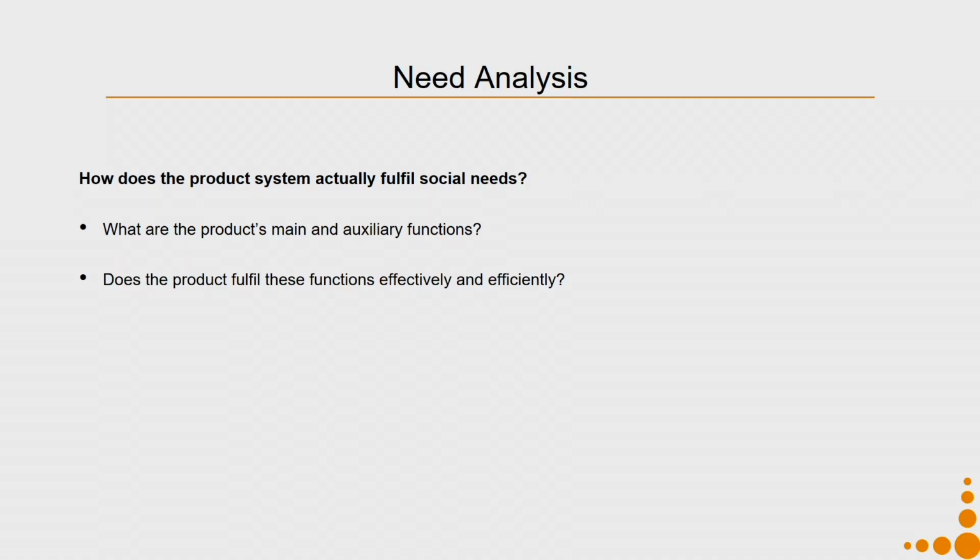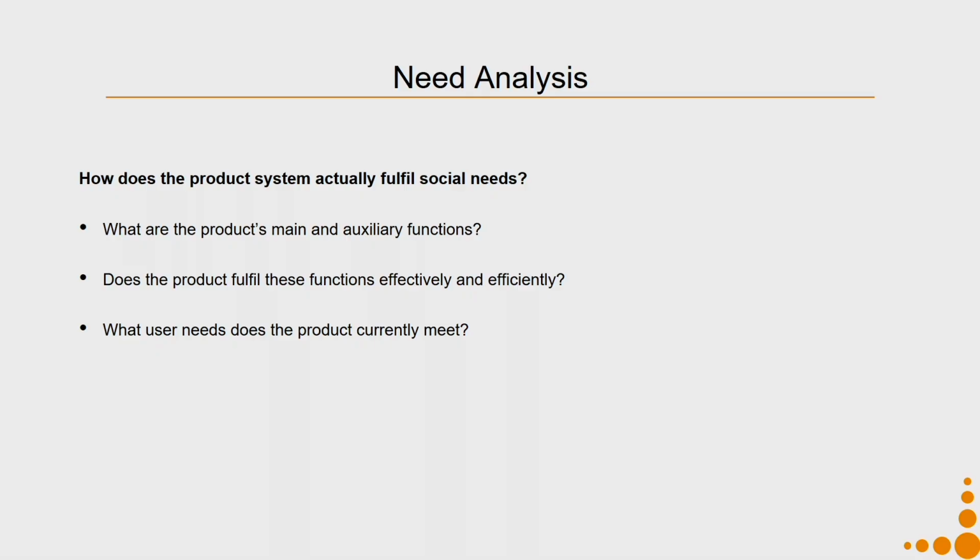Does the product fulfill these functions effectively and efficiently? Effectiveness means the degree to which it fulfills those functions, and efficiently in terms of material usage, in terms of energy usage, in terms of waste generation, in terms of life of the product, and so on. What user needs does the product currently meet? Can the product functions be expanded or improved to fulfill users' needs better?